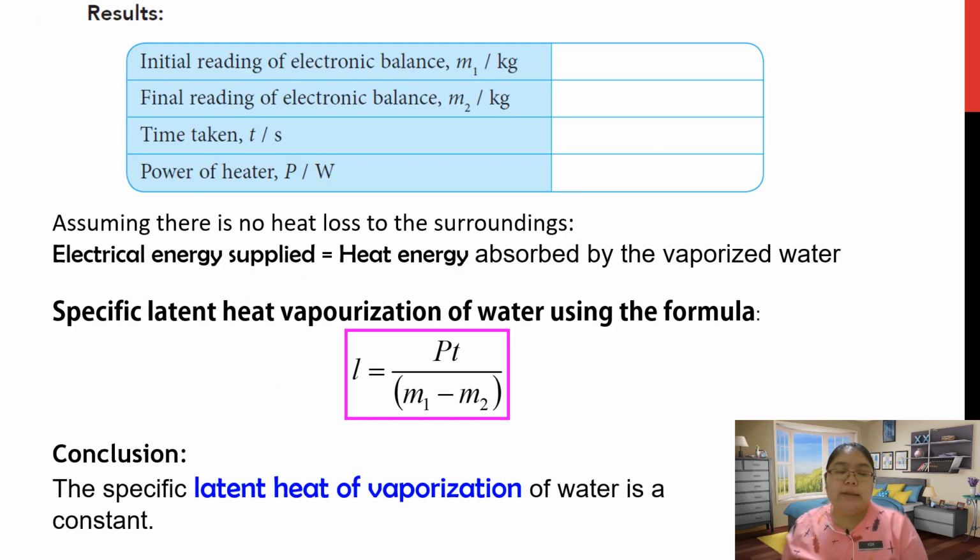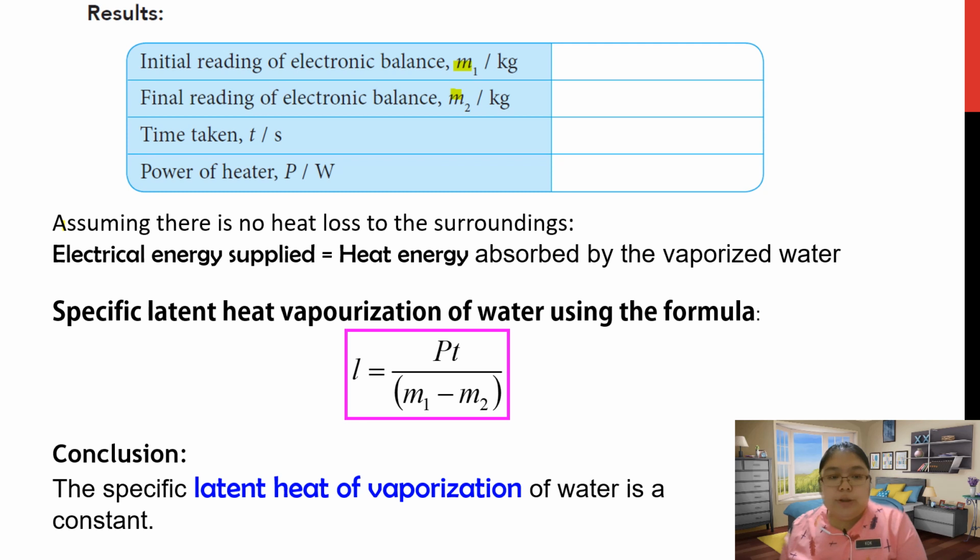Now we're going to see the result. The result is also the same. You have M1 and M2 separately. You must use M1 minus M2. Then the next one is the time taken, which depends on your experiment. Just now we used 5 minutes. Then the power, which you can record from the heater.